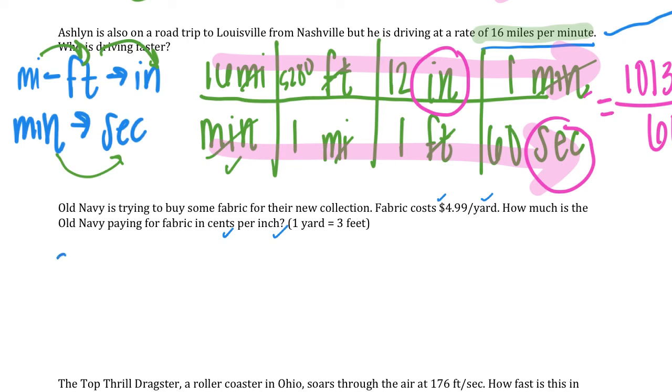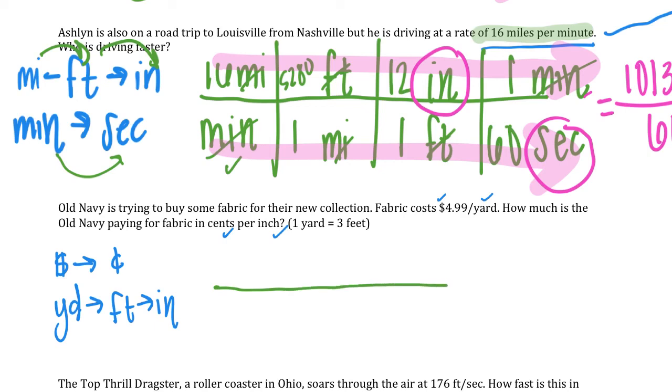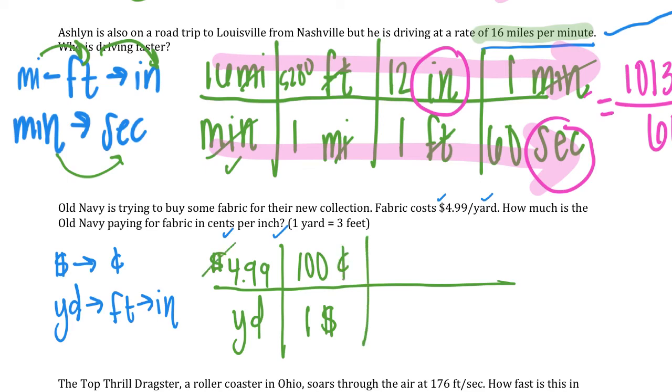So in this problem, make a little map to the side. We're changing dollars to cents, and we're changing yards to inches, which you cannot necessarily, I guess you can in your head, but you can go from yards to feet to inches. Make your T-chart. Plug in what you're given. We are given $4.99 per yard. And I'm going to start by changing dollars to cents. So we know that $1 needs to cancel out down below is 100 cents. The dollars cancel. We're left with our unit here of cents.